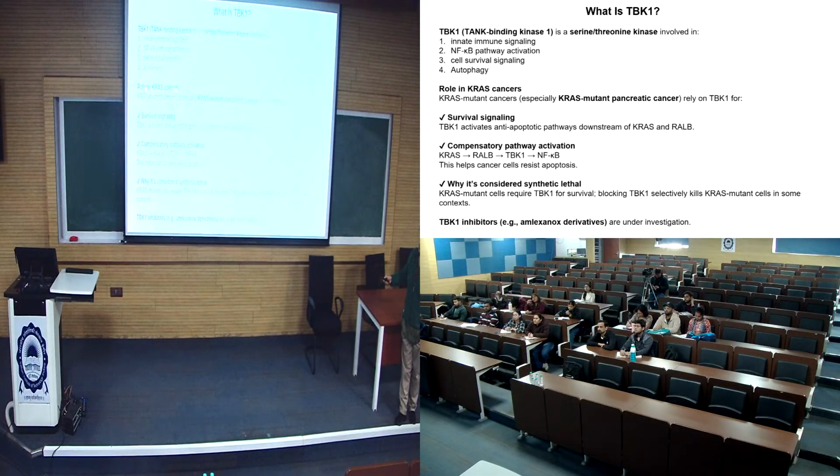And KRAS dependent cancers are highly dependent on TBK1 for survival signaling, compensatory pathway activation. So if you inhibit TBK1 in KRAS dependent cancer, these cancers will die. These tumors will die. Normal cells will not die because in normal cells TBK1 is not that important. But in KRAS, KRAS is the main guy and it depends on TBK1. So just inhibiting TBK1 will kill those cells. So this is a very good example. KRAS mutant cells require TBK1 for survival. So blocking TBK1 selectively kills KRAS mutant cells.